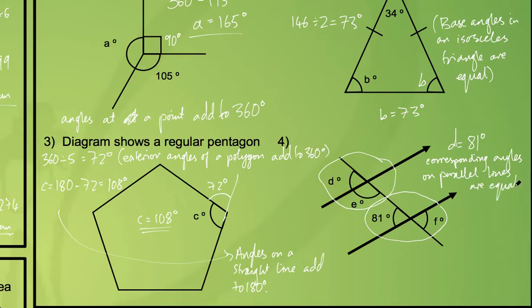Now, I know also in this that E could be called a supplementary angle to 81 because they're in the same U-shaped bit of the parallel lines. But seeing as I've just worked out that D equals 81, for E I can say that E equals 180 minus 81, and therefore that's 99 degrees. My reasoning being that angles on a straight line add to 180 degrees.